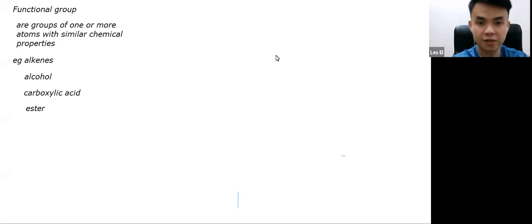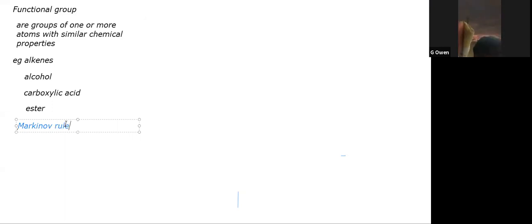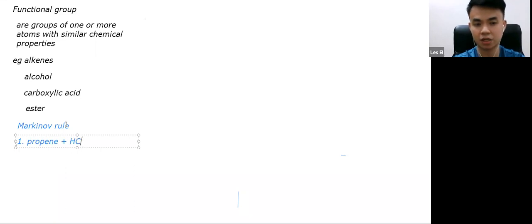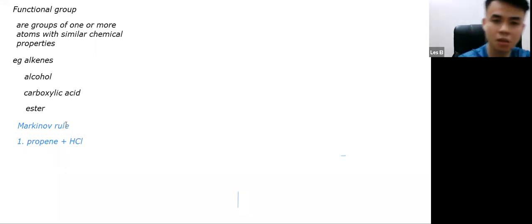Before I go further, I have to go with alkenes still. And the continuation of that video is Markovnikov rule. Markovnikov rule is something beyond IGCSE. So if you want to understand it, that's good. If you don't want to follow this for IGCSE level, that is fine. For example, you have the reaction between propene and HCl. And let's say I draw the propene like this, for instance.